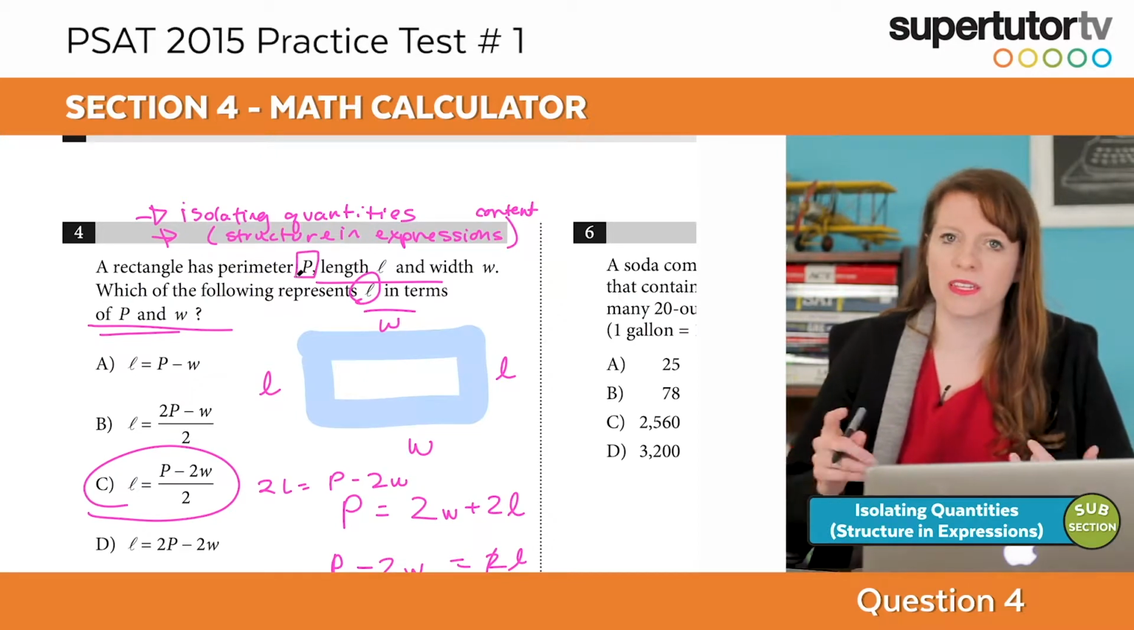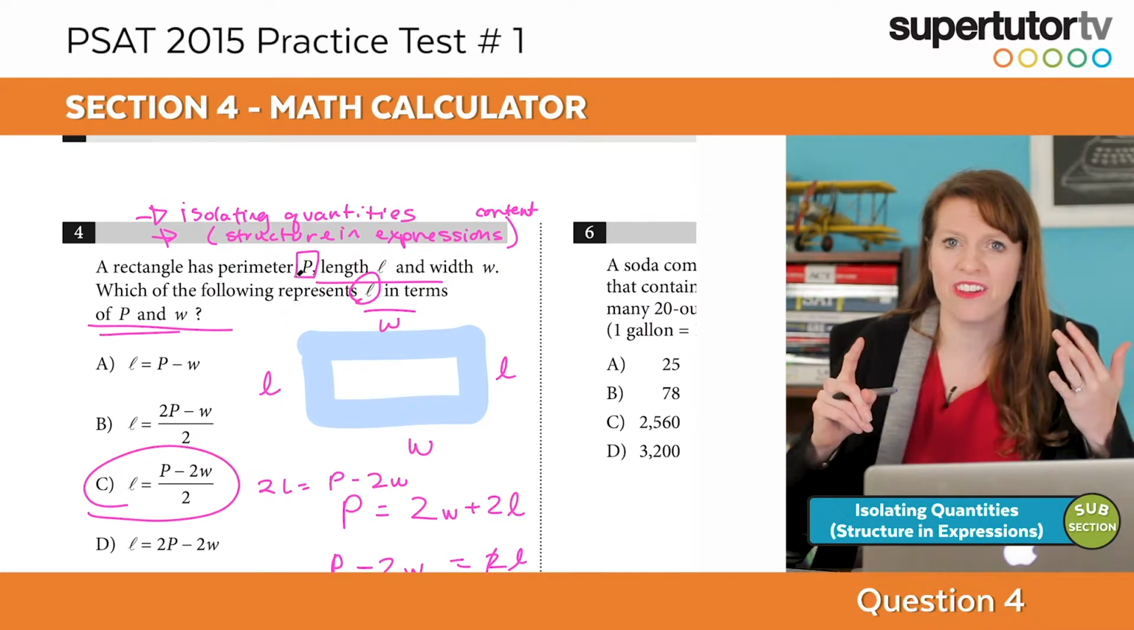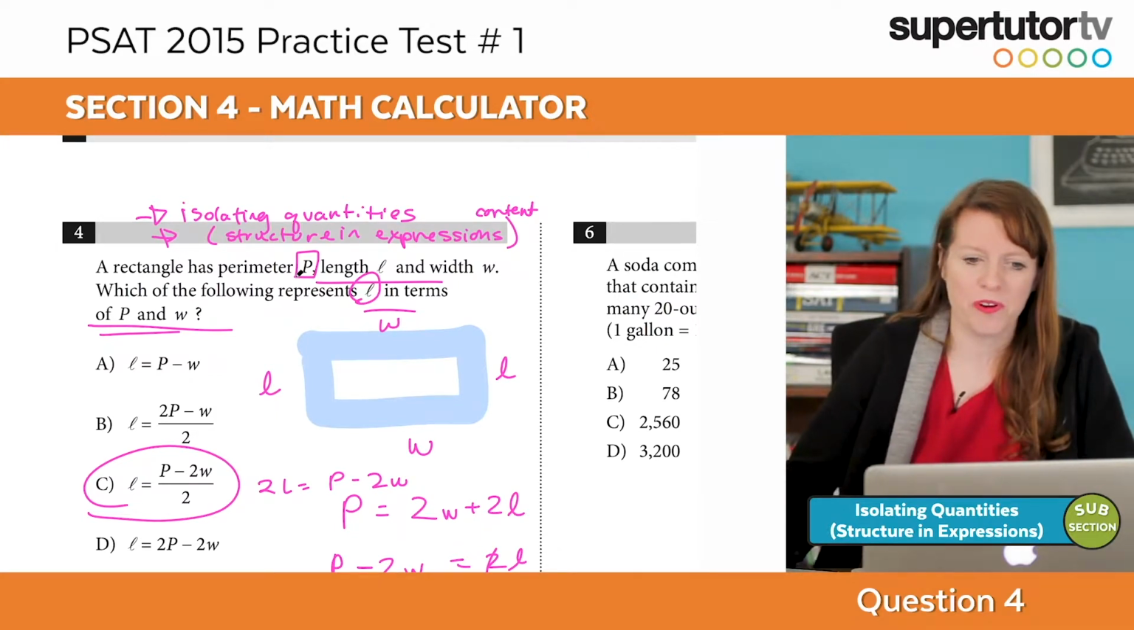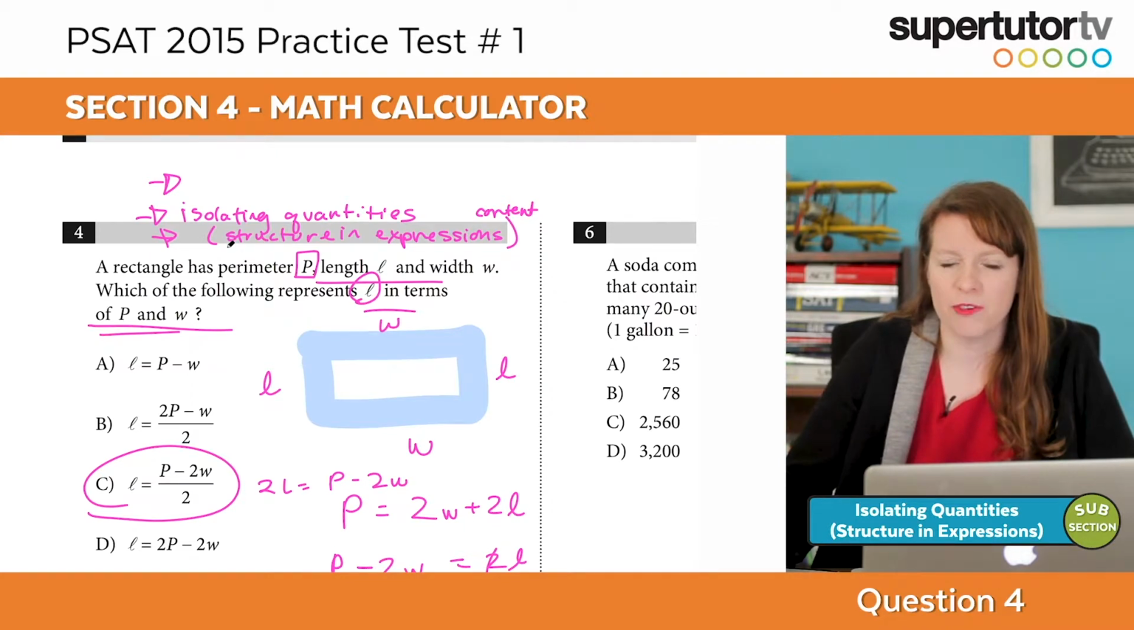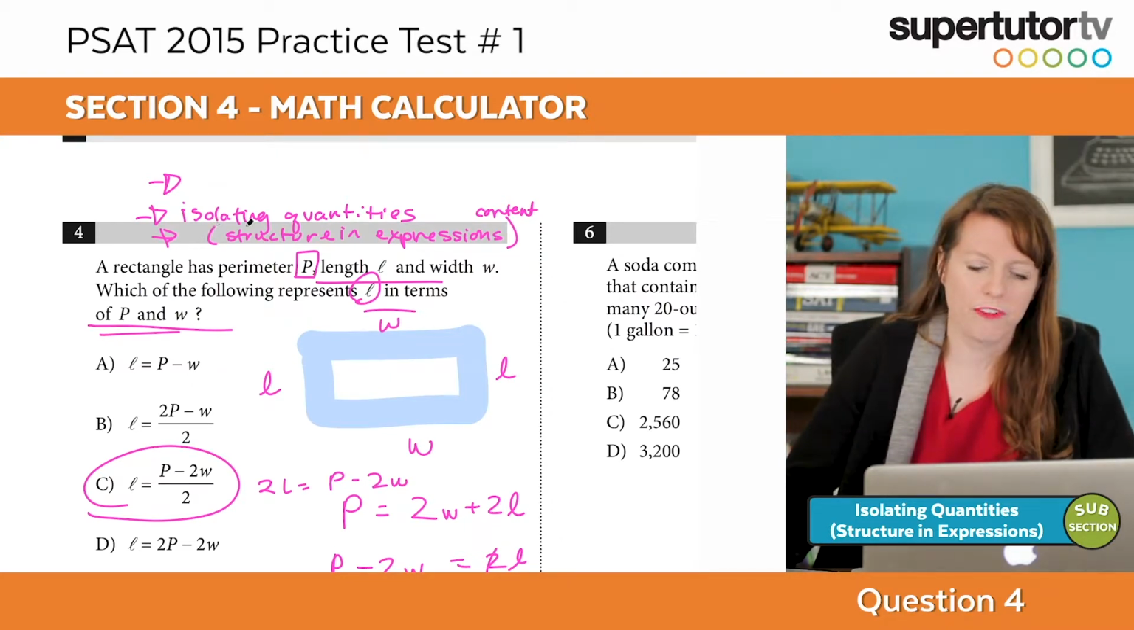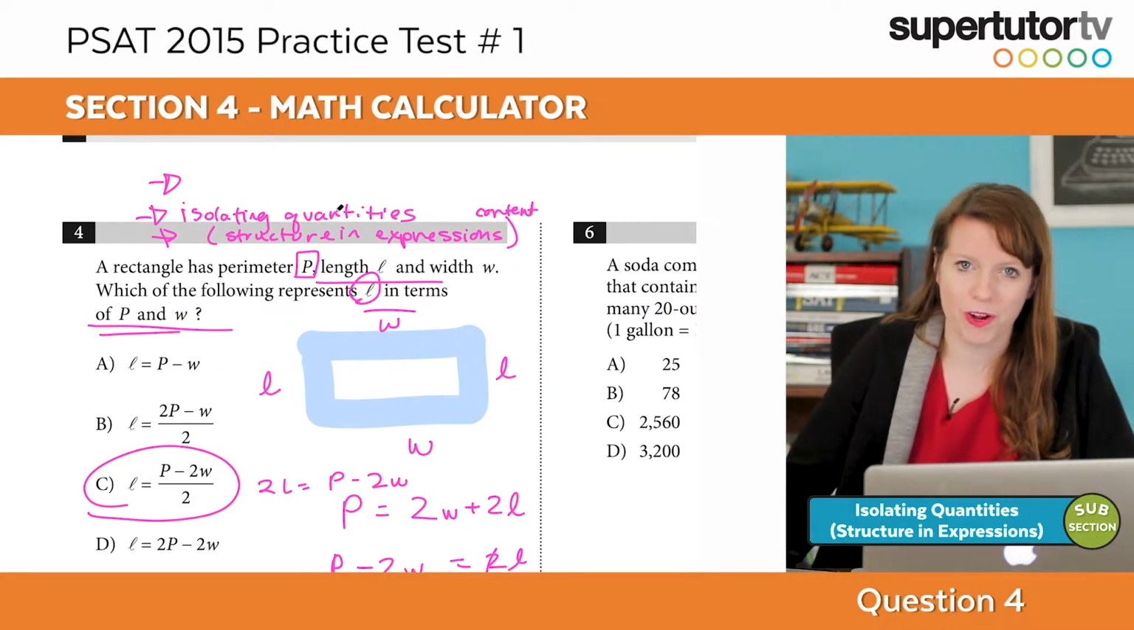The other mistake people make is they confuse perimeter and area. Don't be that person. Learn your perimeter and area. We're going to go over those in our in-depth content on geometry eventually. But for now, you should know the difference between perimeter and area. Perimeter is the sum of all the sides, right? Area is length times width.